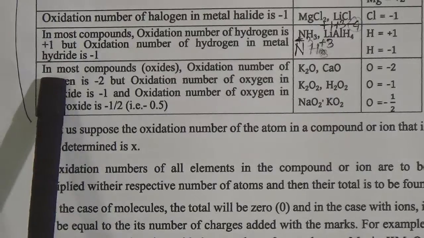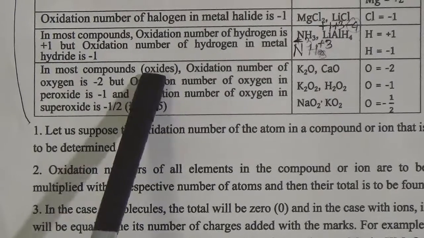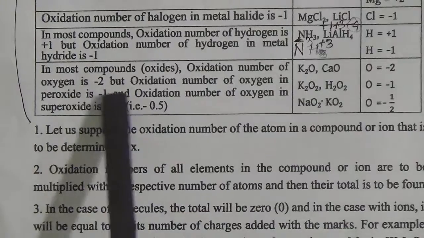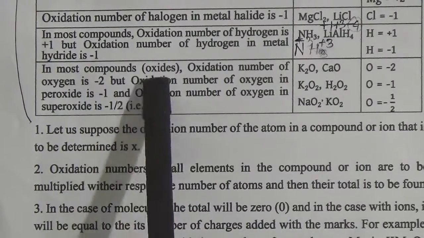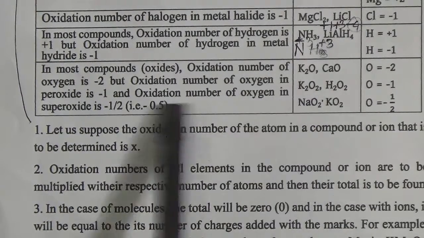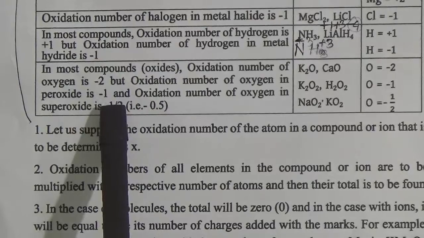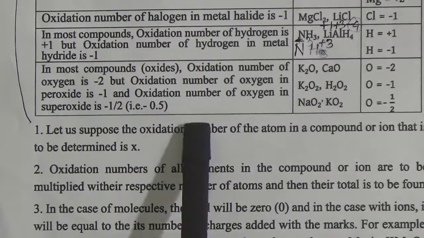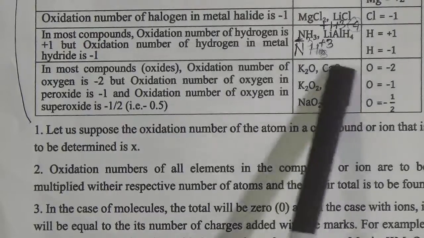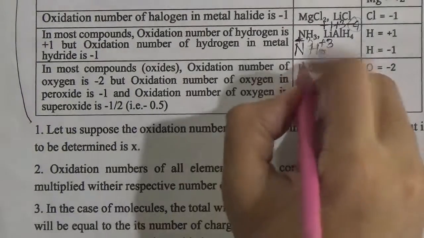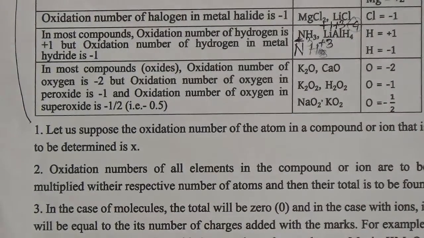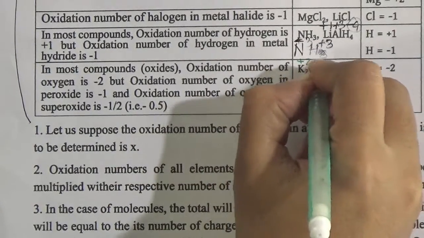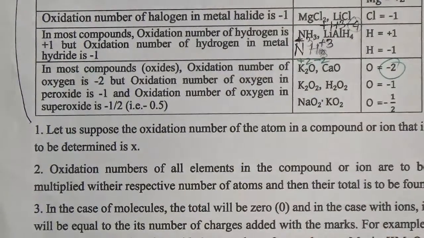Now come to the next one. In most compound oxides, the oxidation number of oxygen is -2. In peroxide the oxidation number of oxygen is -1, and in superoxide it will be -half. Look here, we know potassium's oxidation number is +1, so in potassium oxide, with two potassium atoms +2, oxygen is -2.